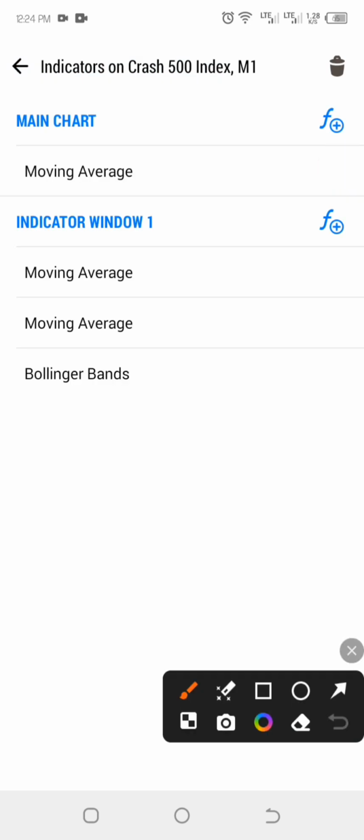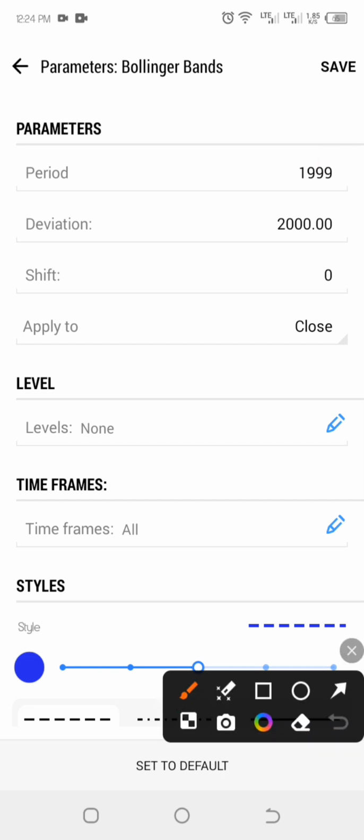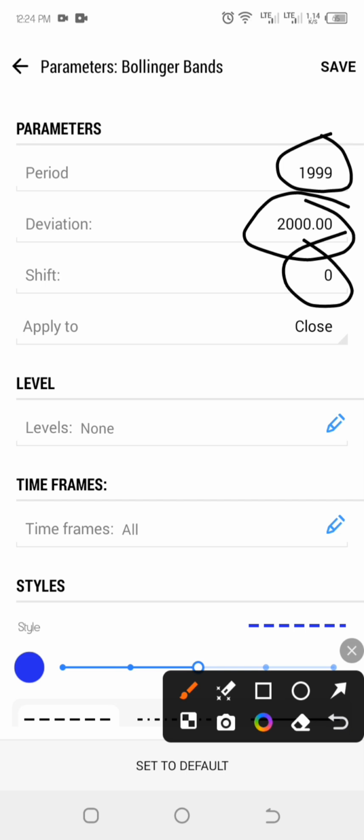Now for the last indicator, which is the Bollinger Bands. How do we add this? Click on this icon right here, it is still for our Bollinger Bands. The period is 1999, deviation is 2000, the shift is 0, apply to close, and for the style use the color of your choice and click on save.